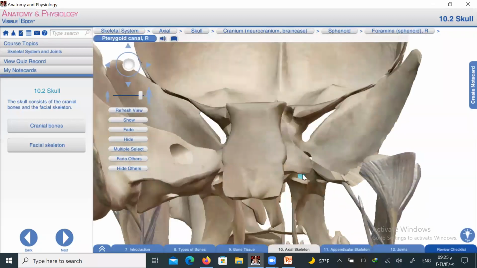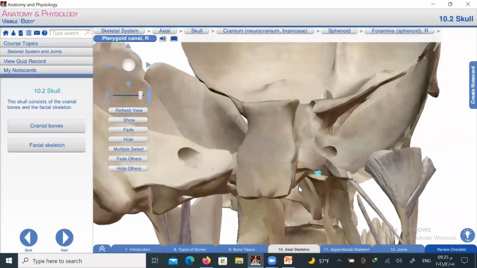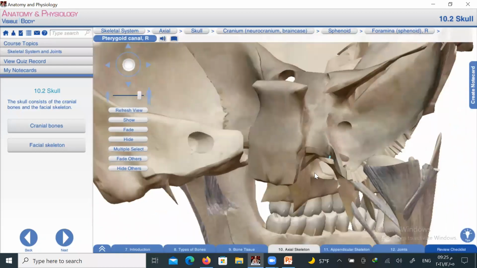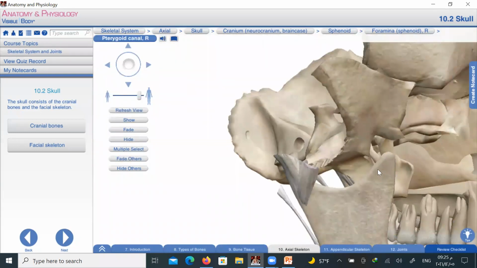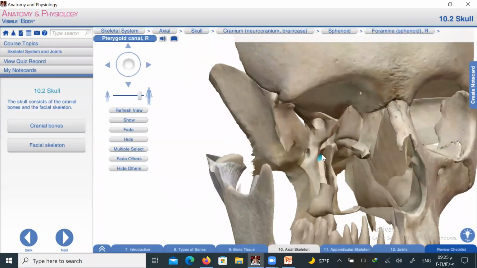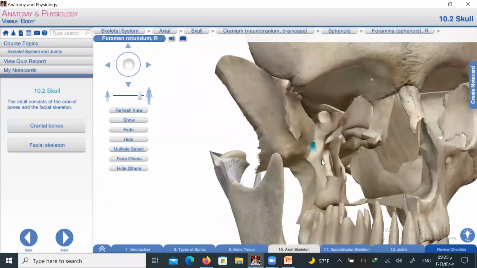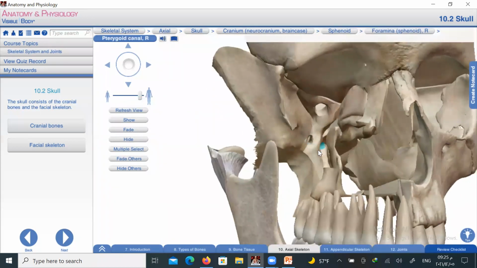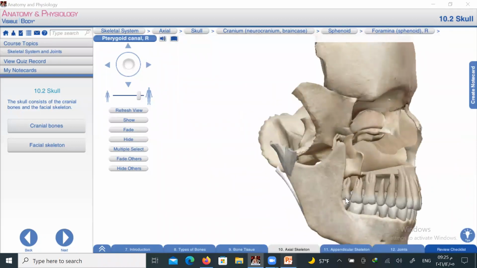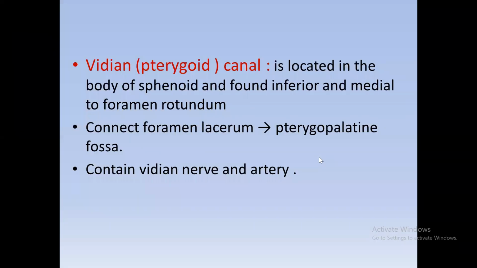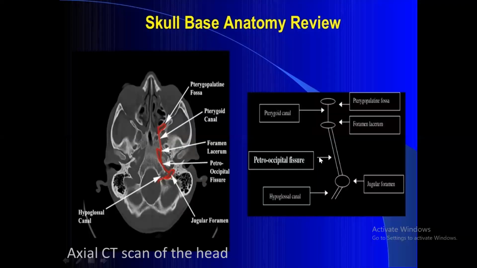This is the pterygoid canal or median canal that connects between the foramen lacerum and the middle cranial fossa and the pterygopalatine fossa. This is the pterygopalatine fossa, and this is also the foramen rotundum, and this is the median canal. This is an axial CT scan of the head in which you can see the median canal that connects between the pterygopalatine fossa and the foramen lacerum.